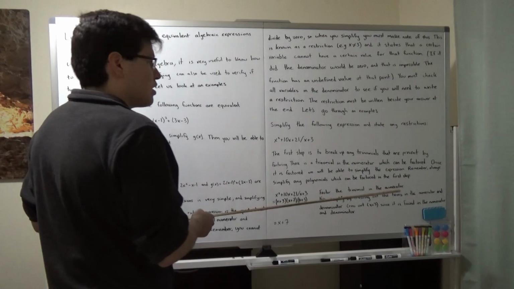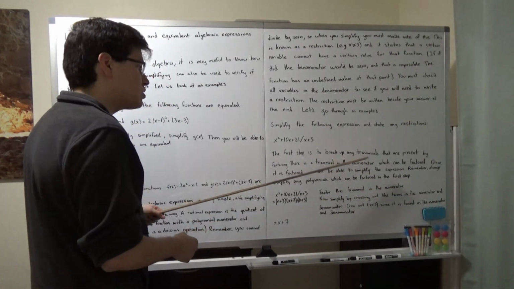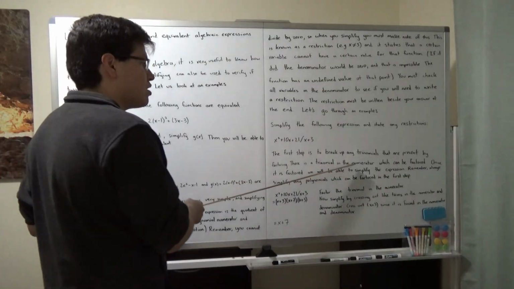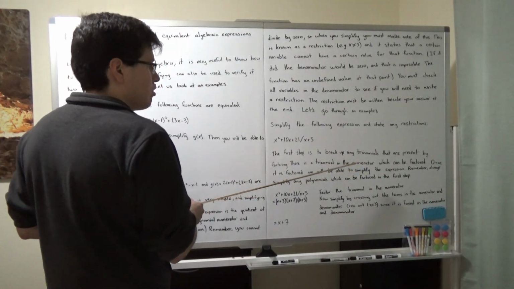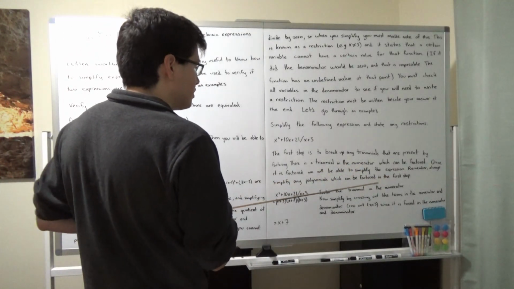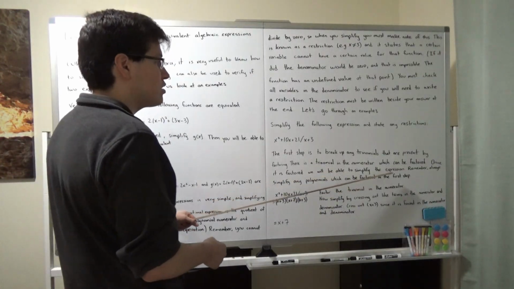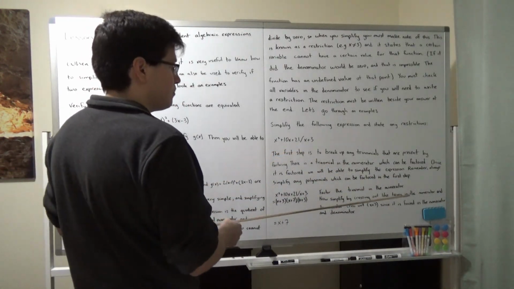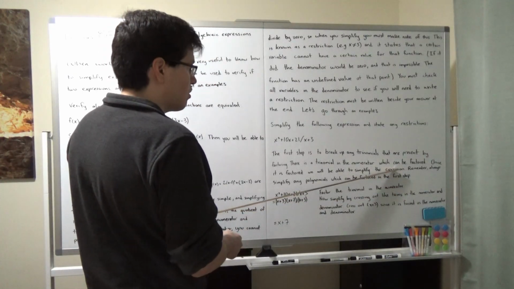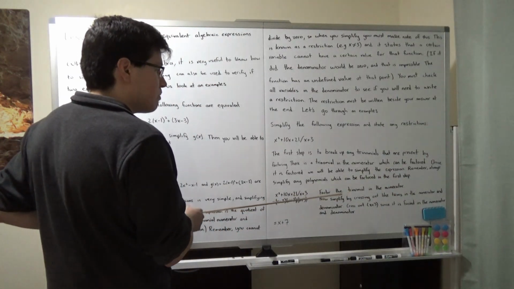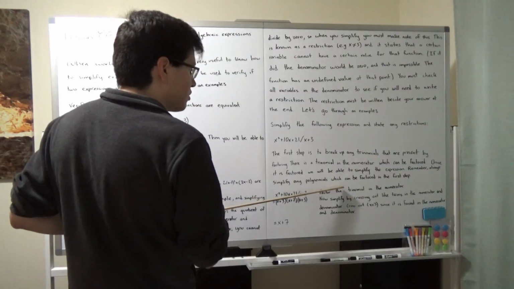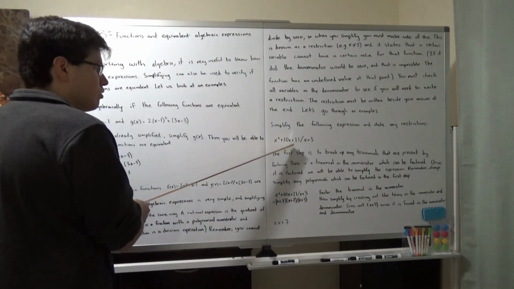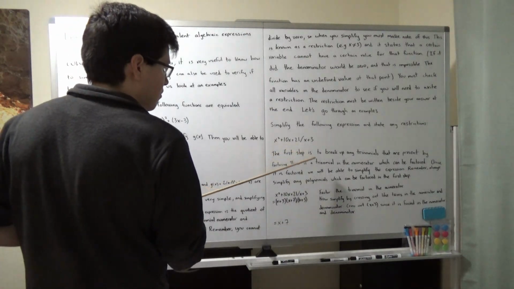The first step is to break up any trinomials that are present by factoring. So that's always the first step. There is a trinomial in the numerator, as we noted, which can be factored. Once it is factored, we will be able to simplify the expression. Remember, always simplify any polynomials which can be factored in the first step.